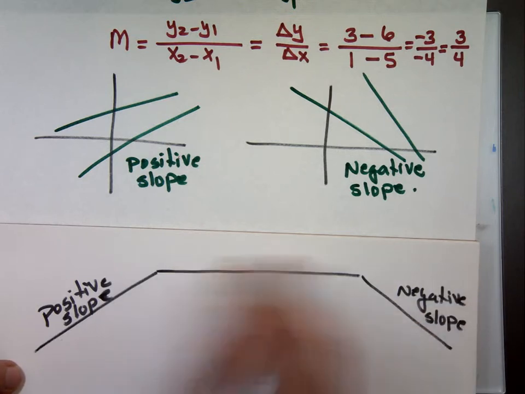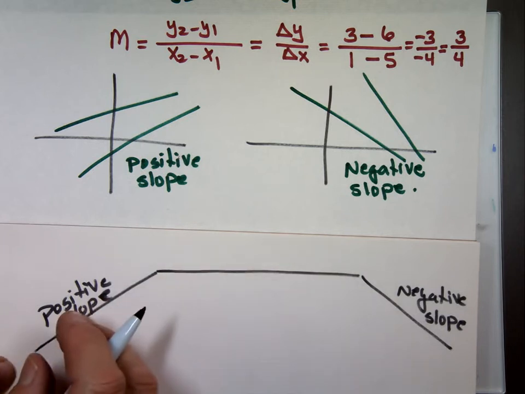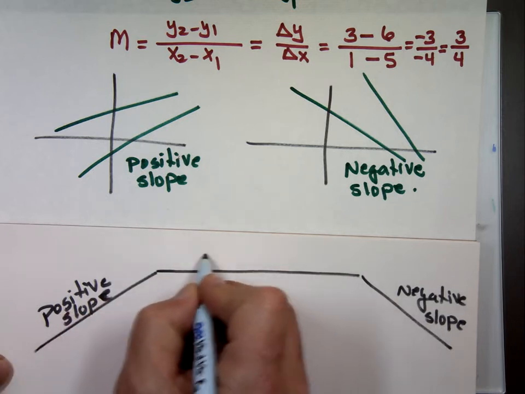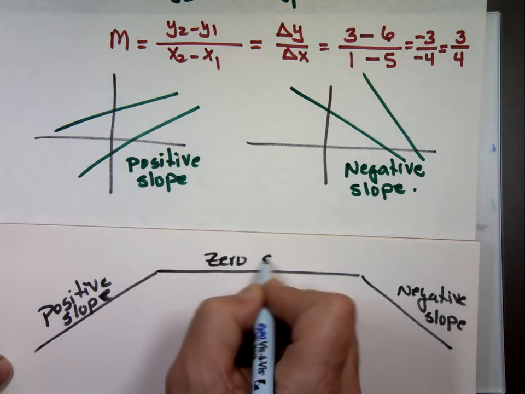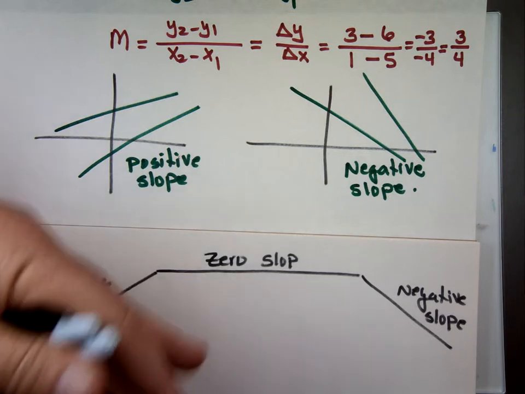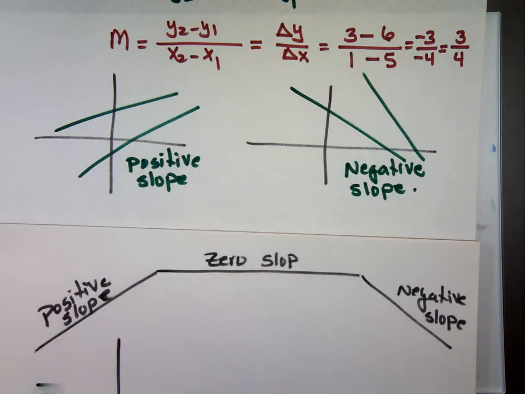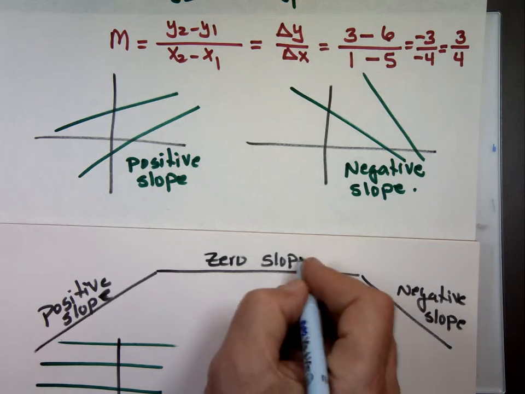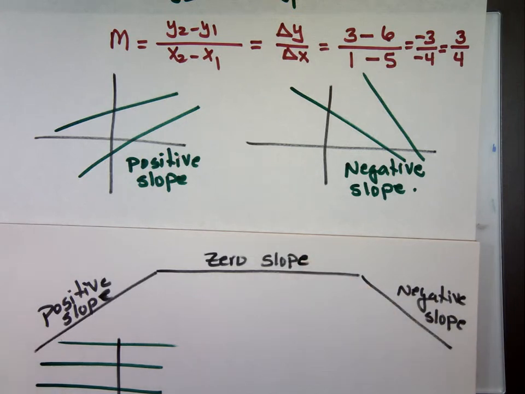What about in this area? 5 to 0. That's a zero slope. Why? Because the definition of slope is the change in y over the change in x. Did the y value change? No. So any line that's horizontal has a zero slope. So these are zero slopes. Anything that's horizontal, you have a zero slope.